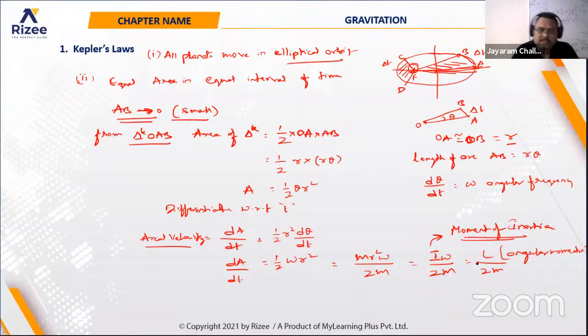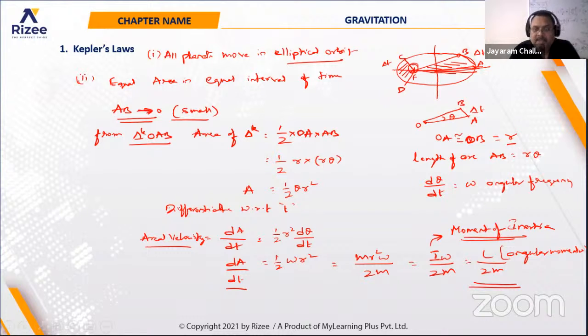On this concept, you will be getting sums in the previous sessions also. We have got some sums on this particular concept. They will be directly asking you the formula of this one, the aerial velocity formula, which is equal to L by 2m. So please be careful of this one.